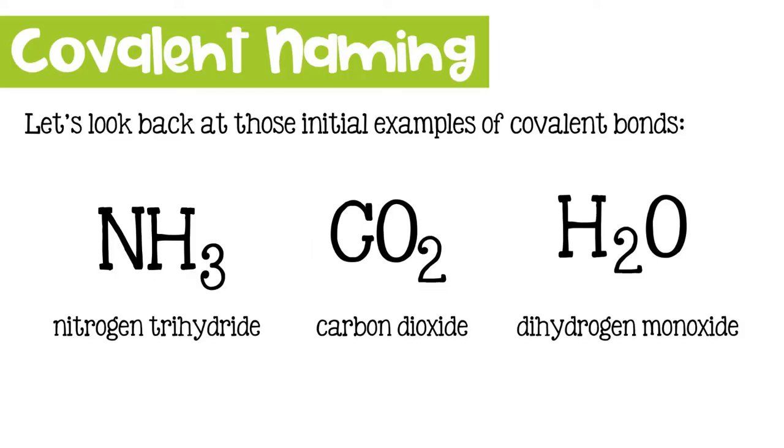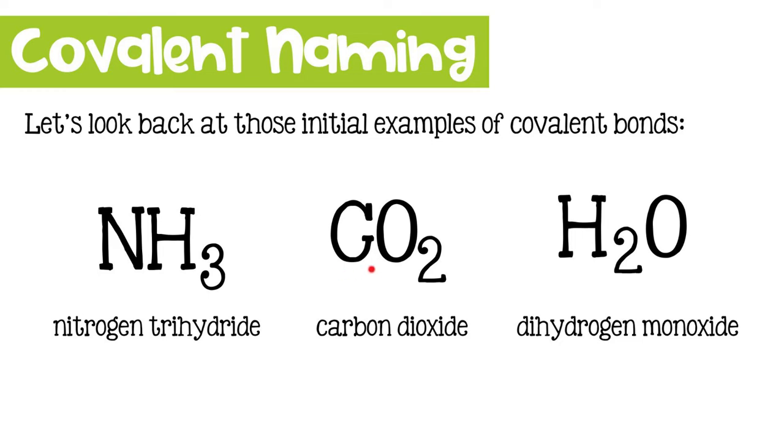So, now let's look back at those initial examples I gave you. NH3, the first element is nitrogen. There's only one, so we don't need a prefix. And for the second element, it's hydrogen, so we'll change the ending to "ide" and add a tri at the beginning for 3. Nitrogen trihydride.